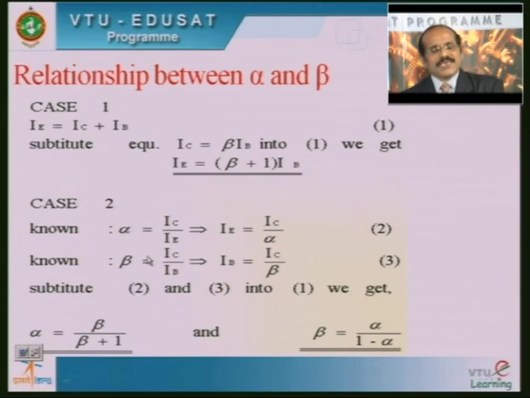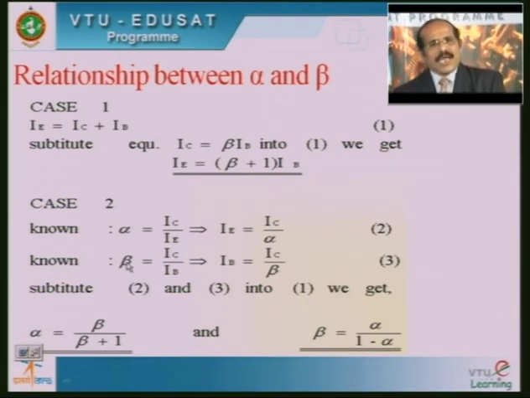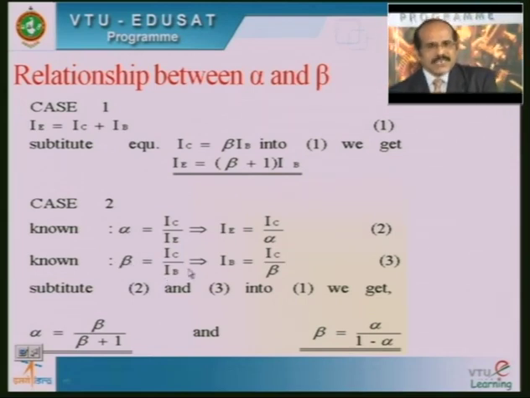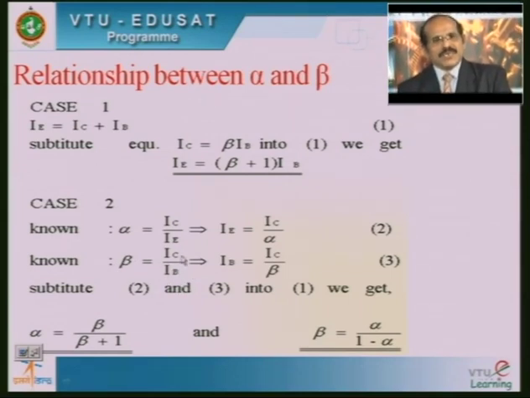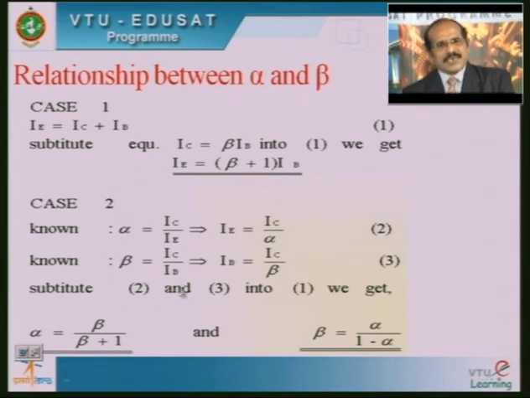Similarly, we know that beta is what? The common emitter DC current gain, which is once again a ratio of the output current by the input current, but in common emitter the output is the collector current, and the input is the base current. From this we can say that IB is equal to IC by beta. You can assume it as equation 3. If you substitute equations 2 and 3 in equation 1, we get alpha is equal to beta by beta plus 1, and beta is equal to alpha by 1 minus alpha here.